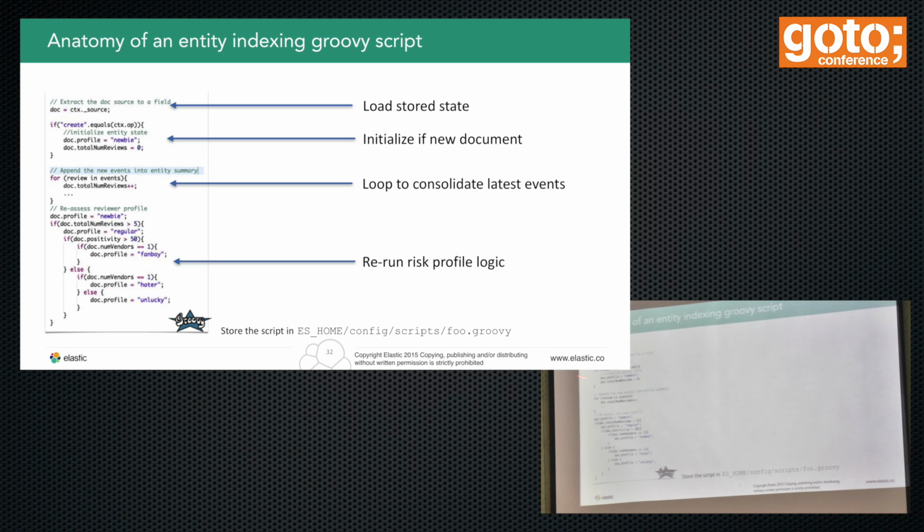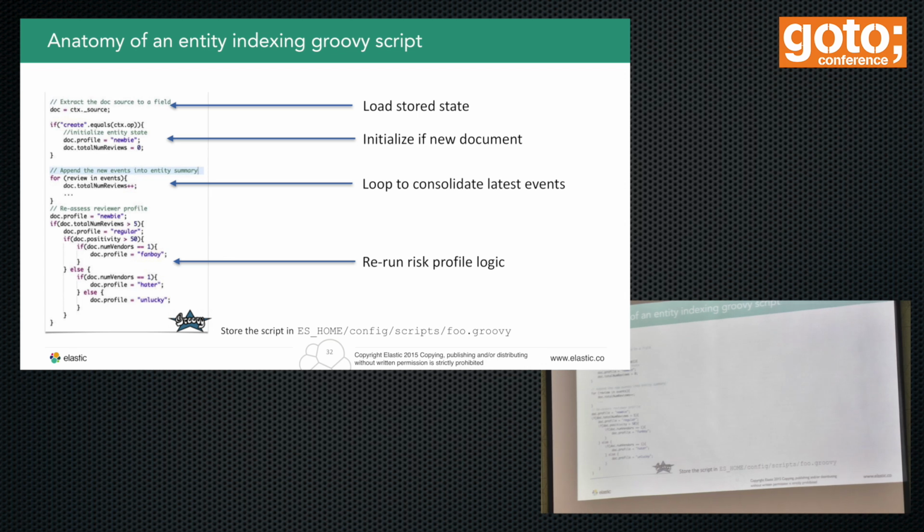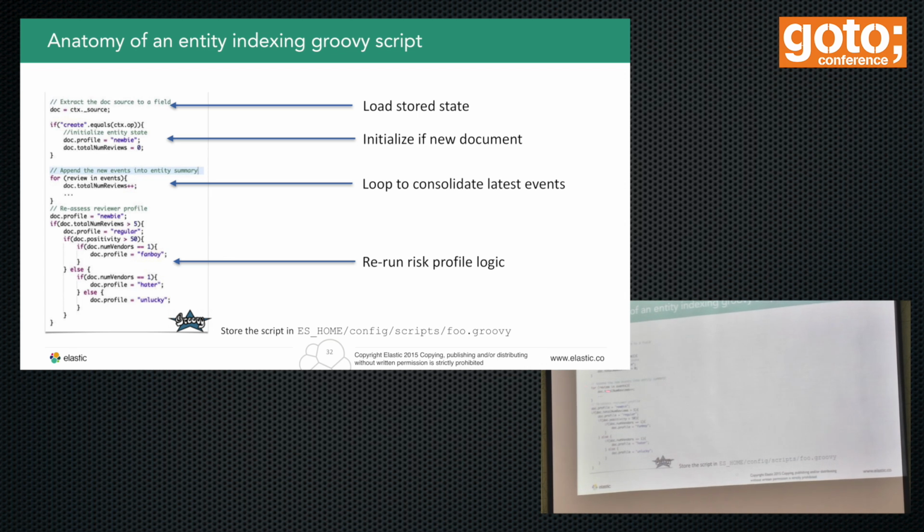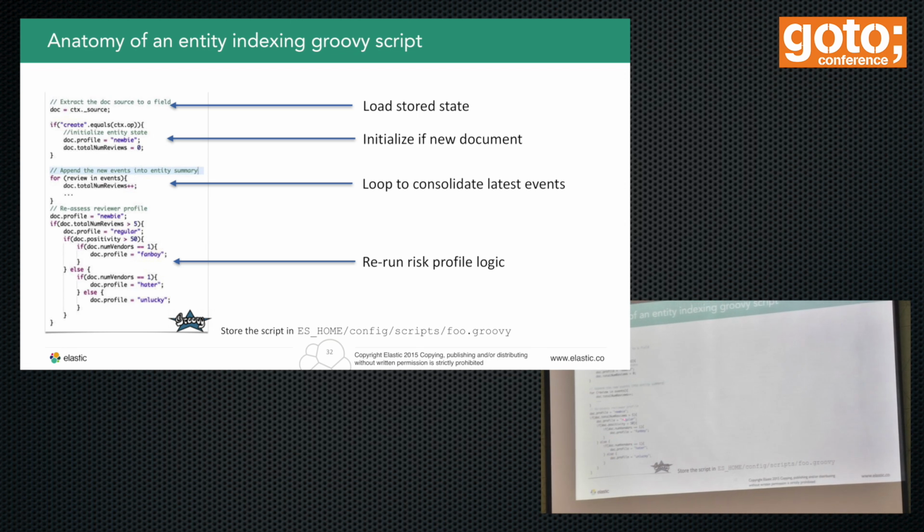The meat of the logic here is a for loop. It takes the latest batch of events, the latest reviews in this case, and attaches them to an existing set of data, and maybe it's just incrementing a counter here, total number of views plus plus. This is the interesting stuff. This is where I give the guy a character. If a reviewer's made less than 5 reviews, I call him a newbie.